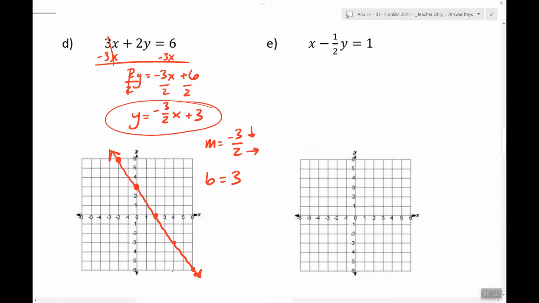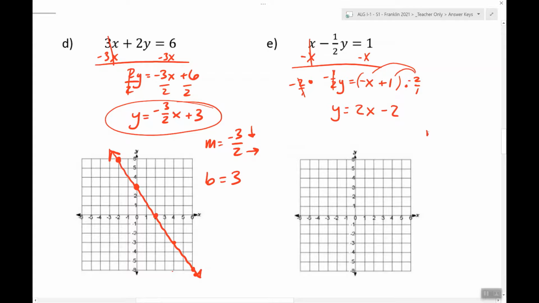Next one, x minus 1/2 y equals 1. Don't know where that extra equals sign came from. So we're going to subtract x from both sides. Negative 1/2 y equals negative x plus 1. And we need to multiply both sides by the reciprocal here, which is negative 2 over 1. Just make sure everything gets multiplied by negative 2 over 1. So these cancel here, and y equals, well, negative x times negative 2 is positive 2x. And then we have 1 times negative 2, which is negative 2.